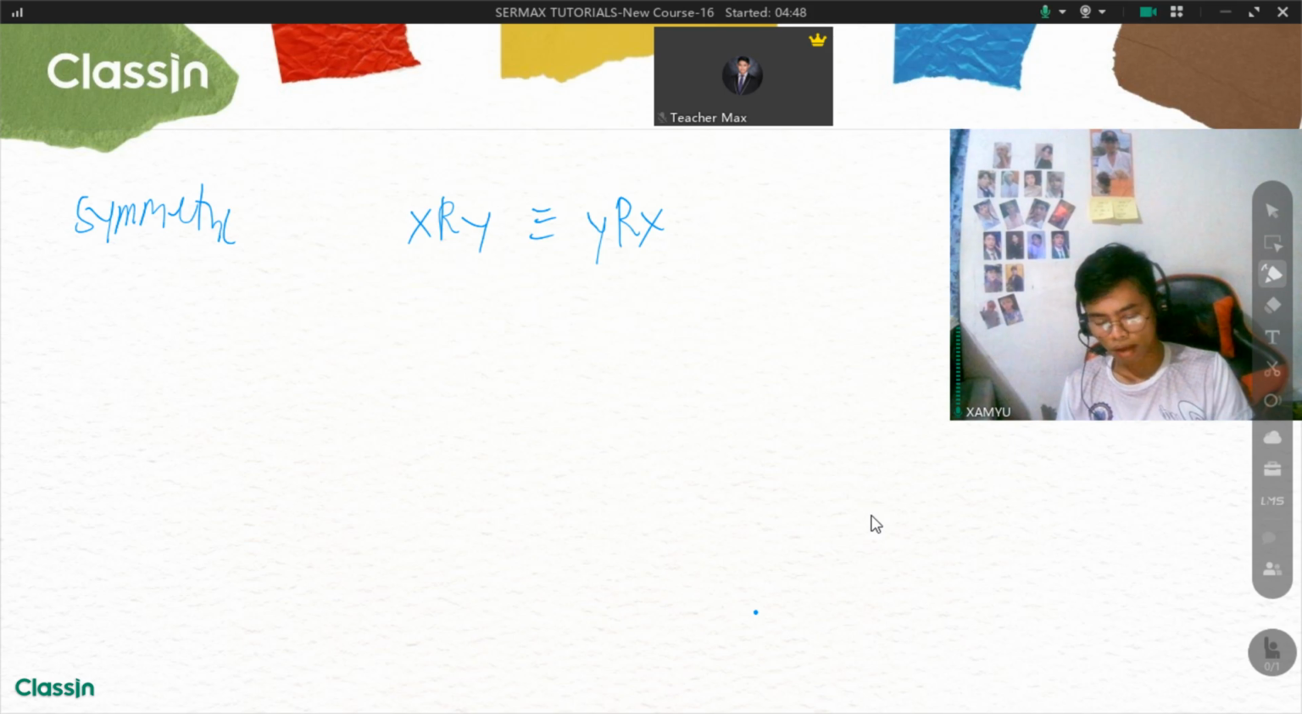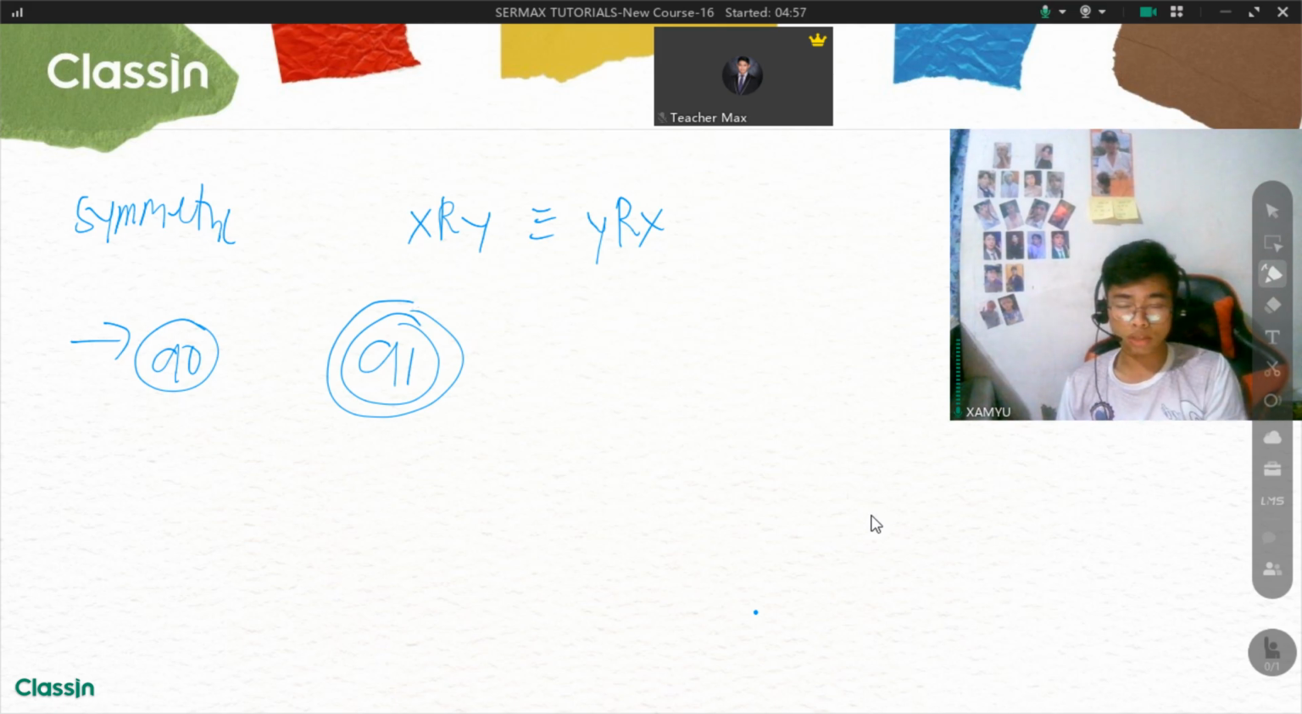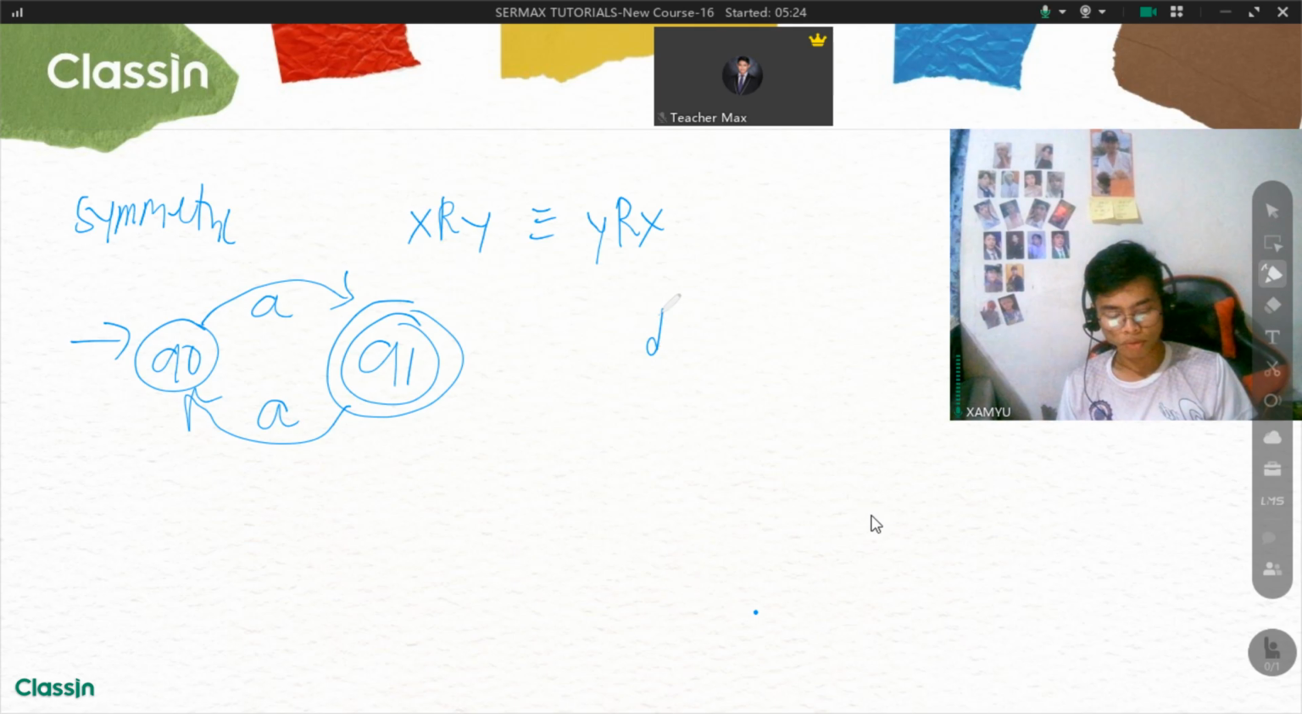For example, you have a state of Q0, then Q1, and this will be your final state. Let's say that we have two states only. And how can we define symmetric? So Q0 has a relationship with input A. If they have a relationship in terms of input A, there must be a Q1 relationship of A as well. In terms of the transition, for Q0 with input A, it must go to Q1.